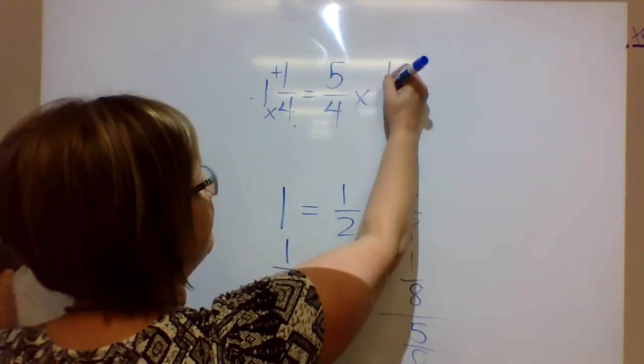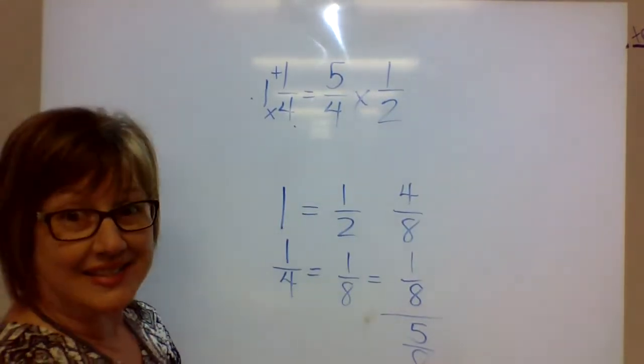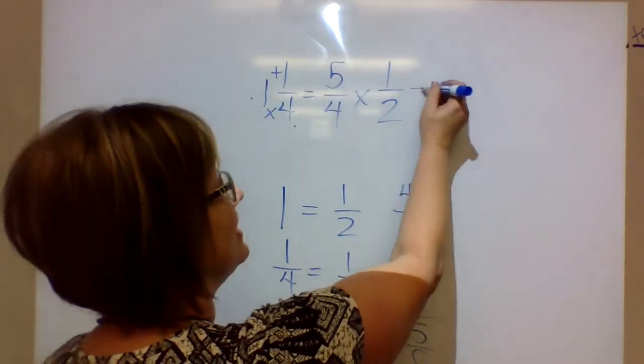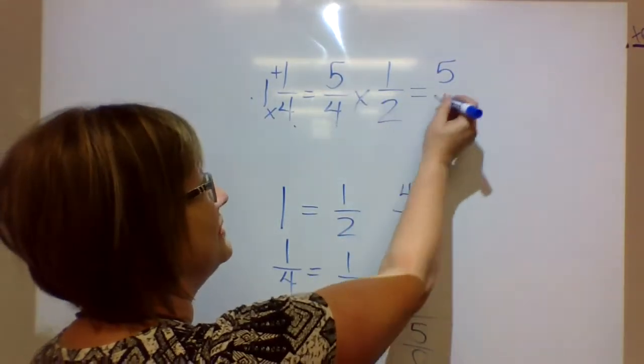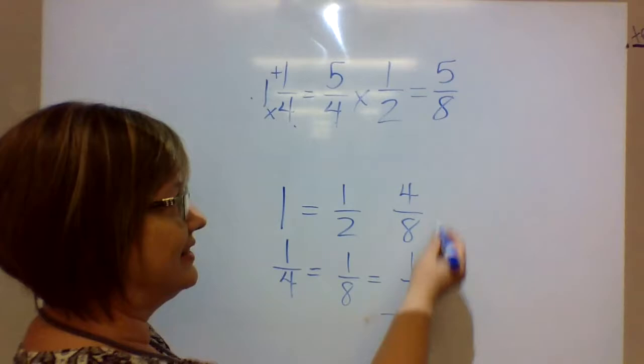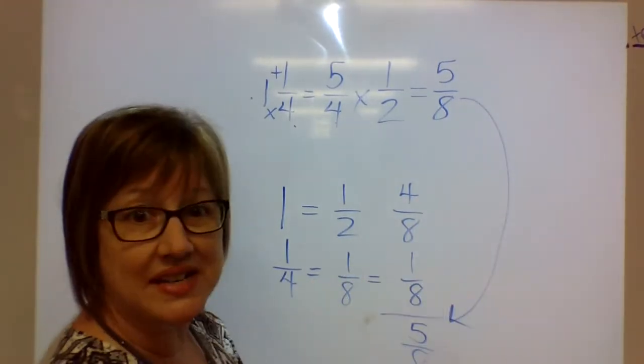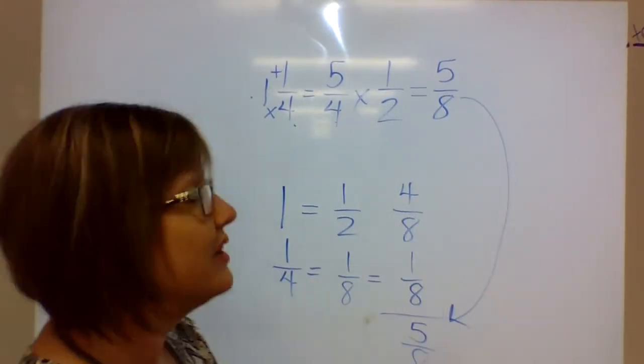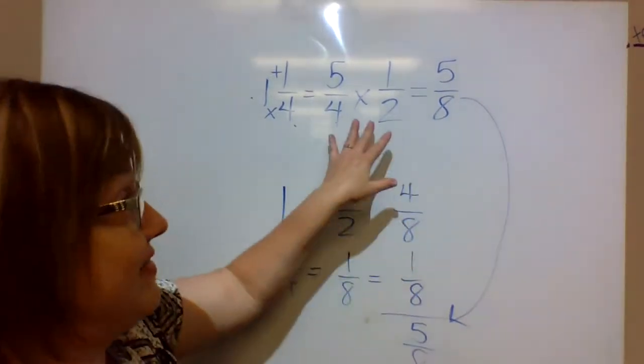And if we want to know what half of that is, we multiply it, okay? So 5 times 1 is 5. 4 times 2 is 8. It's like magic. See, they both work. But don't you agree this is a faster way?